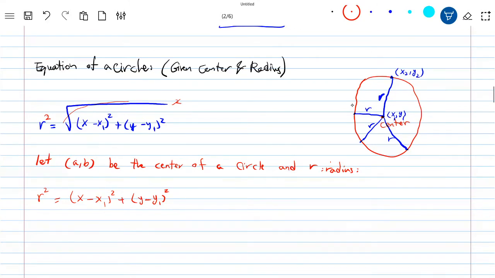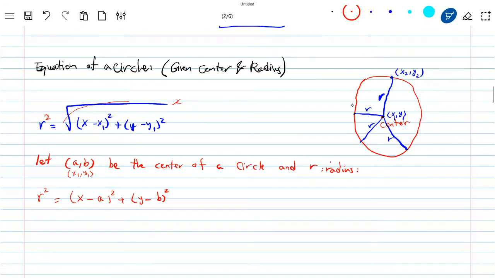Where did it come from? It came from the distance formula. But instead of x1 and y1, we already know the center. The center is given as a and b. So instead of using x1 and y1 like the distance formula, we use a and b. By the way, there is no problem if I say this is x1 and y1. That still is okay. But some textbooks use a and b. A is your x coordinate, b is your y coordinate for the center of a circle.